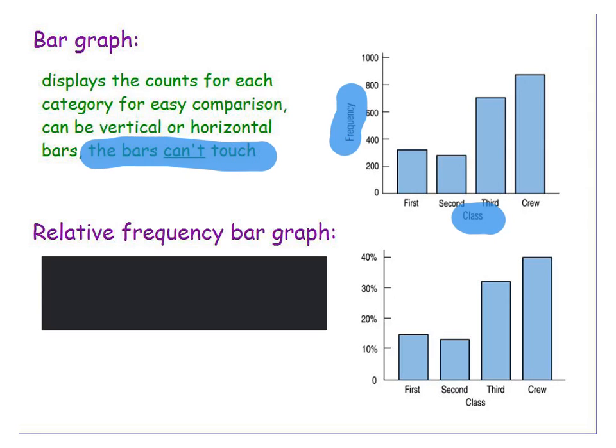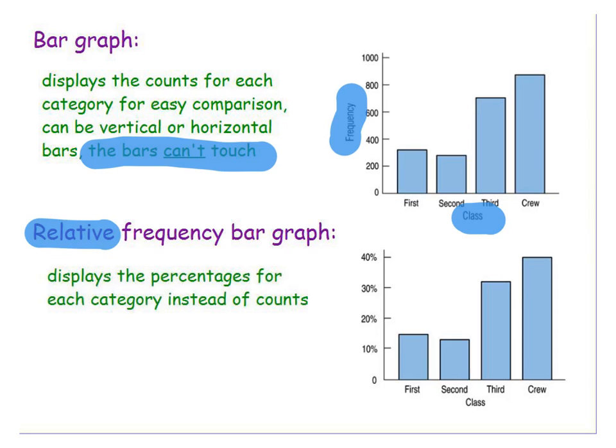Now, just like with our tables, a relative frequency bar graph, there's that keyword relative again. And as you remember, relative means that we are simply using percentages. So this is again a display. It displays the percentages for each category instead of the counts. The same rules apply above though. They can be horizontal or vertical, and the bars are not allowed to touch. So the only difference, if you look, the bars look identical on these two graphs. The only difference is that vertical axis right here, as you can see, those are percentages instead of raw counts.